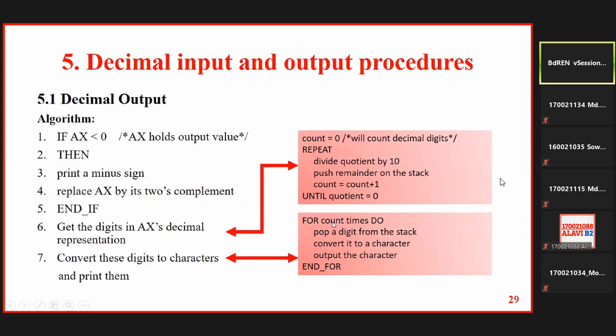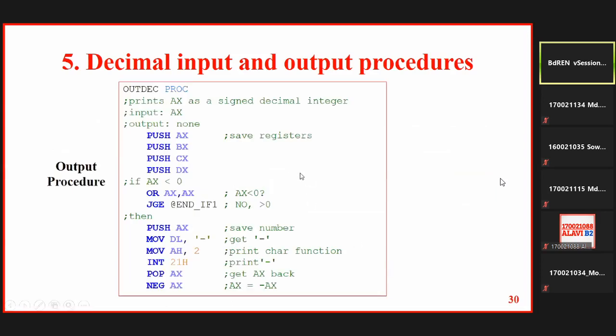The second part is converting digit to character. That means a for loop should be there: pop a digit from the stack, then convert it to a character, and output the character. That's it. Now I'll just explain the parts.